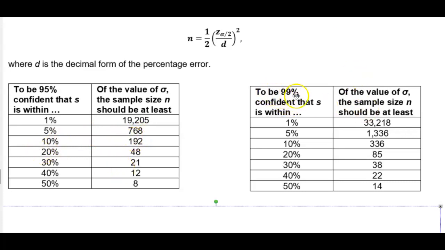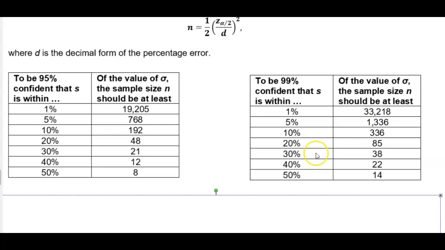Over here, to be 99% confident that the sample standard deviation is within the following percentage, the sample size would be at least the following. If it's within 1%, then it's 33,218. Within 5%, 1,336. 10%, 336, and so on.